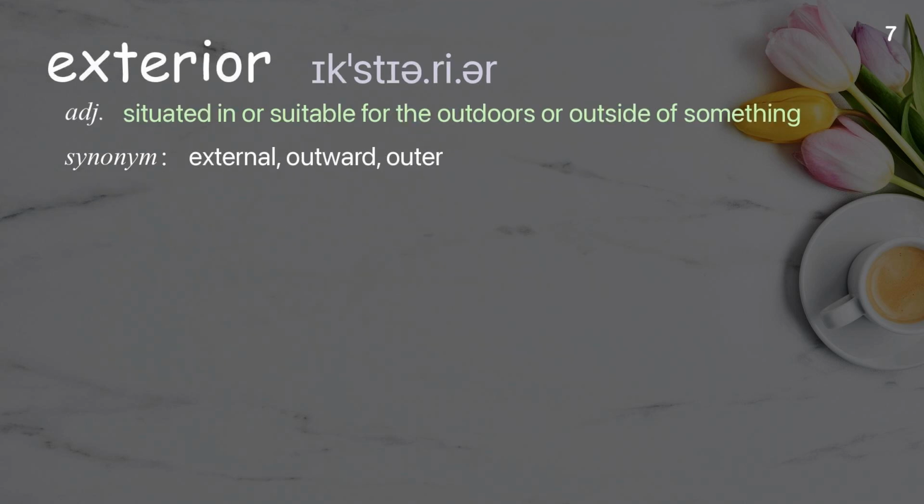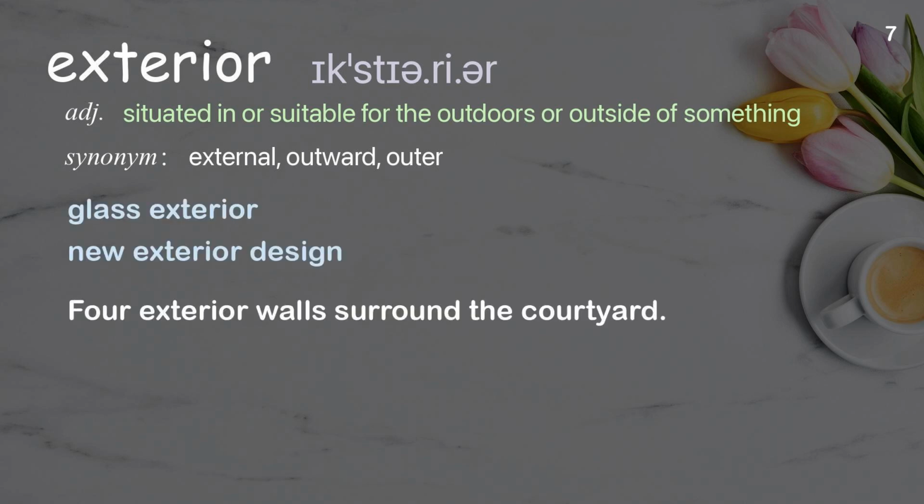Exterior. Situated in or suitable for the outdoors, or the outside of something. Examples: Glass exterior. New exterior design. Four exterior walls surround the courtyard.